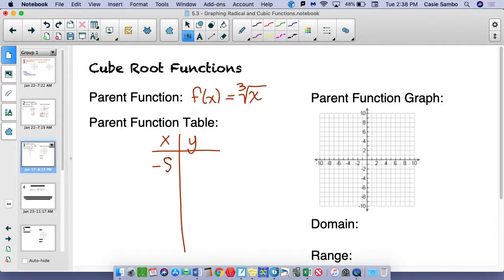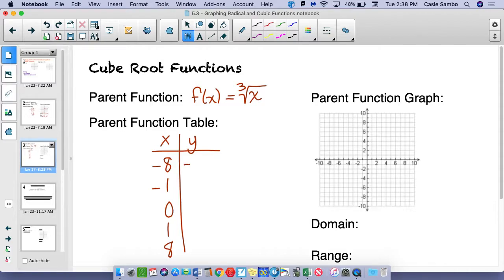We're going to start with negative 8. Negative 8, negative 1, 0, 1, and 8. I don't want to use negative 2 because it's not a perfect cube. They're all perfect cubes, that's why I picked those numbers, and they're the 5 numbers that are all around 0, so that's why I picked them.